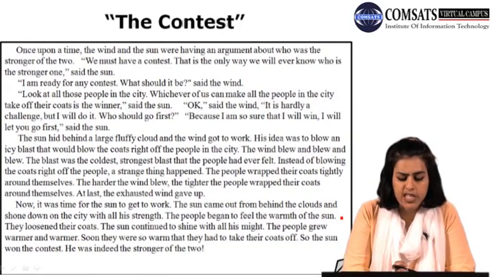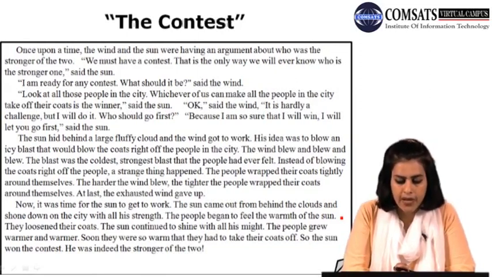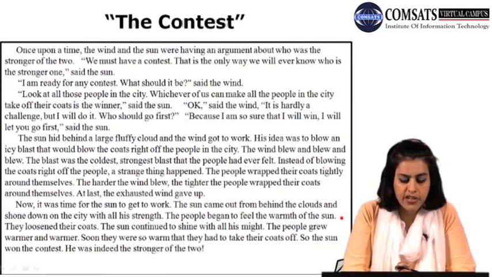Look at all these people in the city. Whichever of us can make all the people in the city take off their coats, said the sun. Okay, said the wind. It is hardly a challenge, but I will do it. Who should go first? Because I am so sure that I will win. I will let you go first, said the sun. The sun hid behind a large fluffy cloud and the wind got to work.